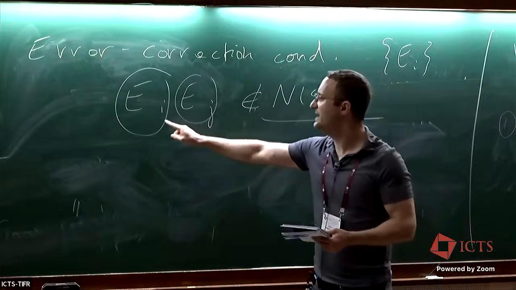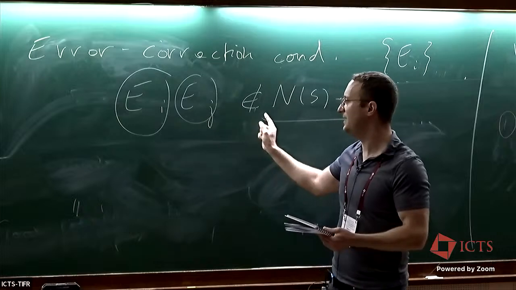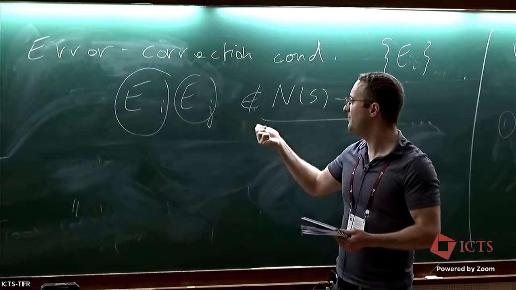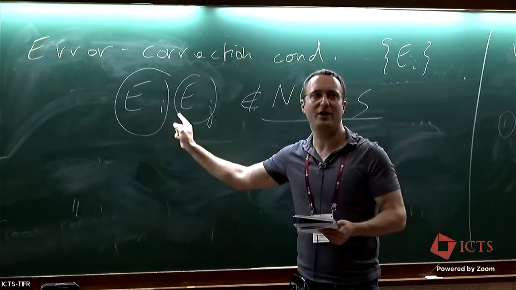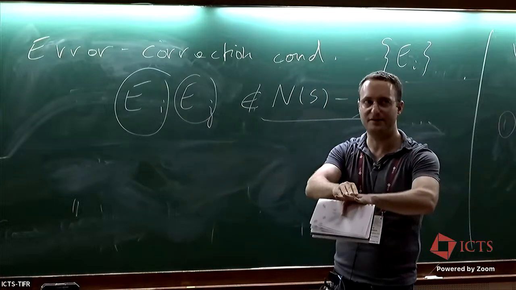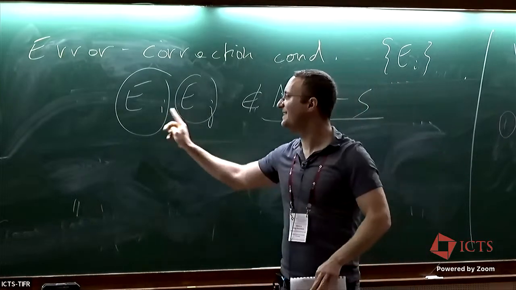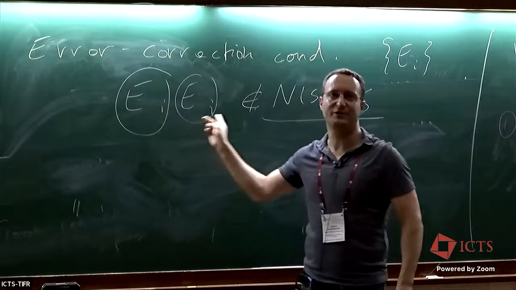It's okay if these two don't commute with the stabilizers, because then that means that these errors are in orthogonal subspaces. It's okay if they're in the same subspace. But then if I apply one to the other, I don't want a logical operator.